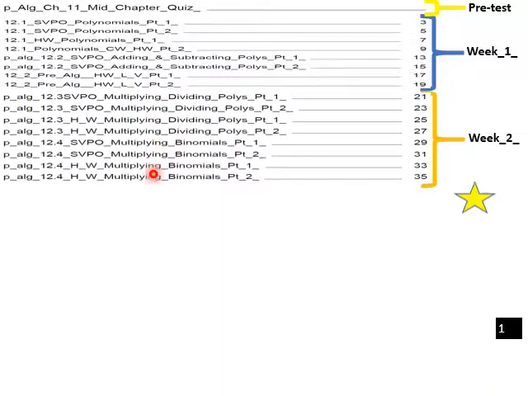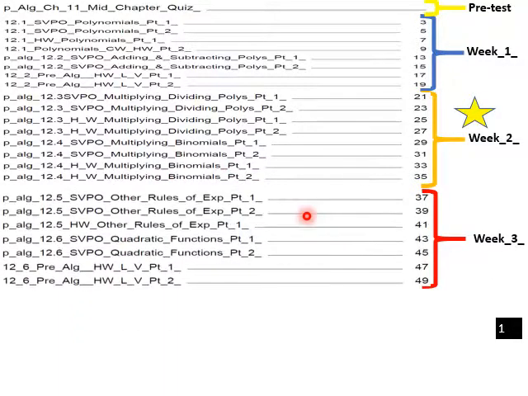And then week 2, this star here means there's a quiz. During week 2 there is a quiz, and we're multiplying and dividing polynomials here. More of that, multiplying, dividing, multiplying binomials. Okay, so we get up through multiplying binomials here.